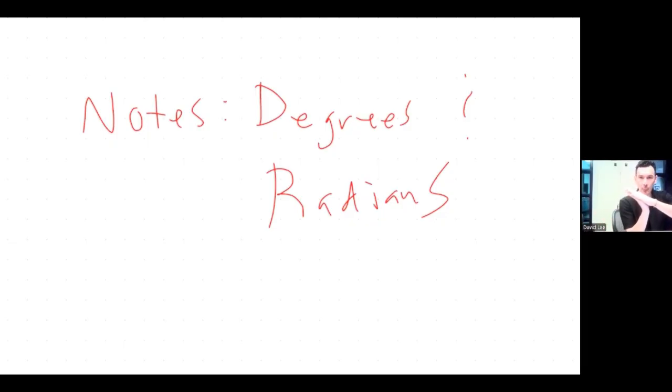But what if I say take your hands and open them 7 pi over 5 radians? You'd be like, what? What's this guy talking about? We're not accustomed to radians. So now let me teach you how to convert from degrees to radians and vice versa.